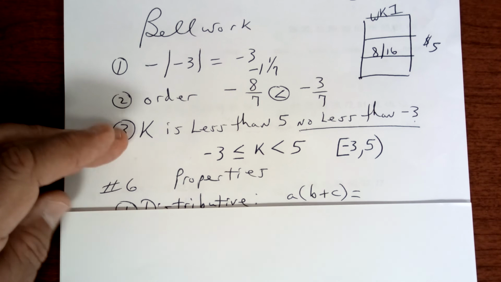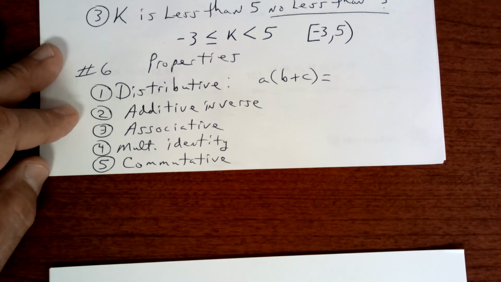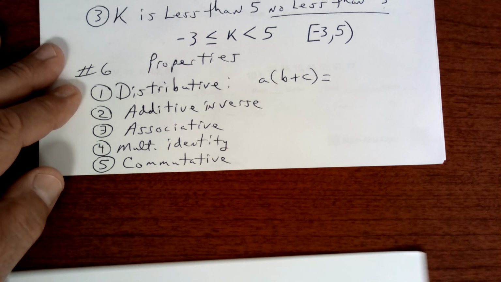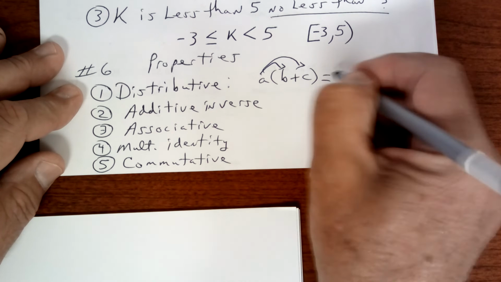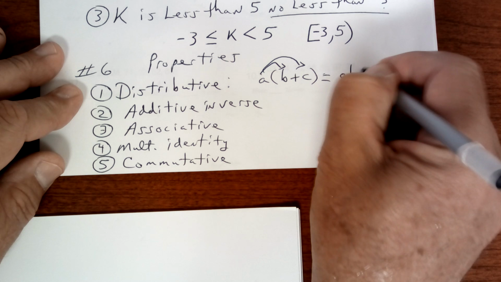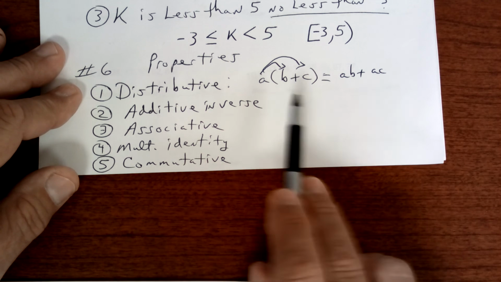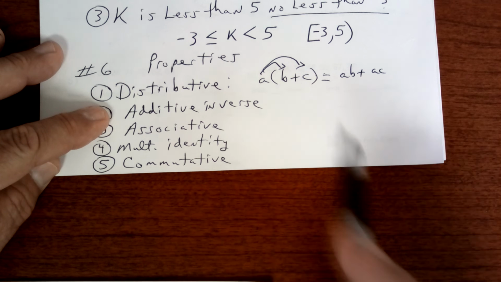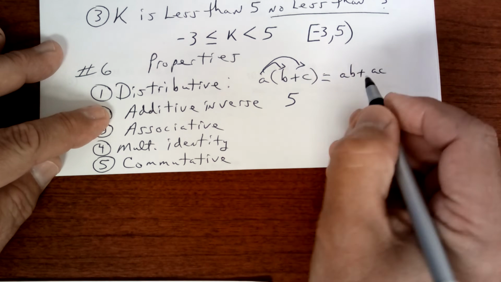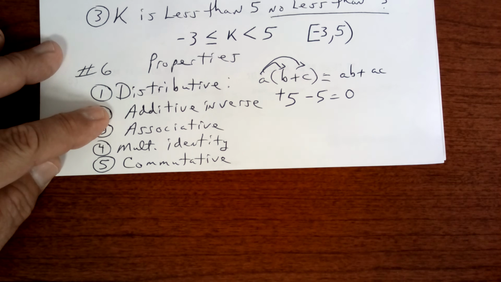All right, on a new sheet of paper, copy these properties. We didn't talk about the properties yesterday, but we're going to do it now. You should know the distributive property. So you're going to distribute right here, so it's going to be AB plus AC. You have to distribute the A to both of these. The additive inverse is just the opposite. So if you have 5, then you would do a -5 to get 0. That would be your additive inverse.